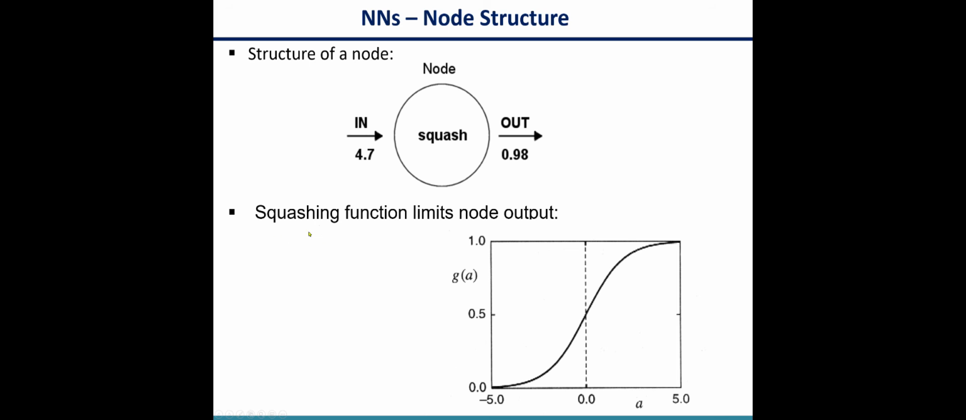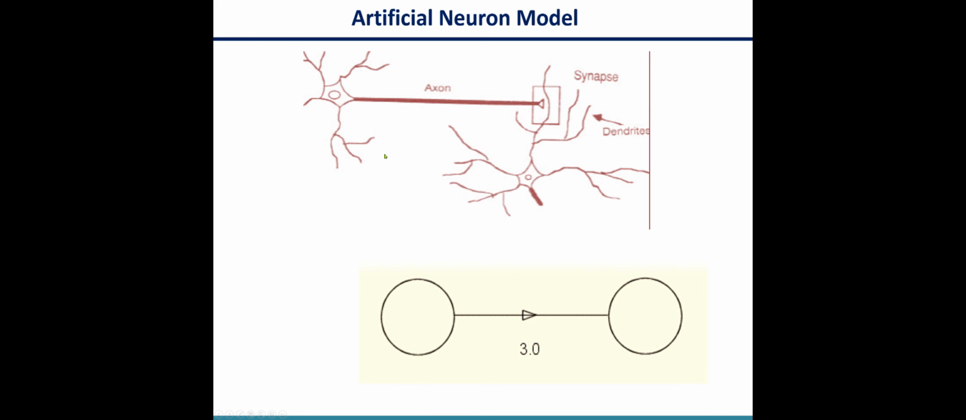How is this going to work? Squashing functions limit the node output; they use activation functions. These are the activation functions. How? Let's see. First I'll just explain. This is the neuron model. This is the nucleus, and you have the axon, synapses, and dendrites that make these connections.